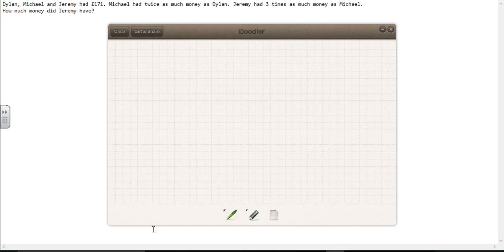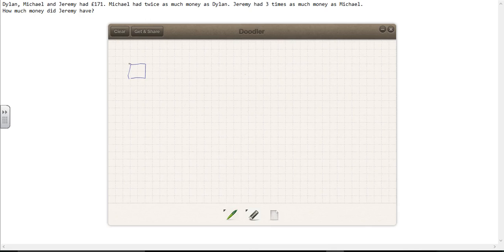Wow, this is quite a complex question and a lot of information going on. So again, exactly the sort of question where drawing a picture of what's going on really, really helps. Okay, let's start off. Let's see who's got the least amount of money, and I think that's going to be Dylan here, because Michael had twice as much money as Dylan, and Jeremy had 3 times as much money as Michael. So poor old Dylan is the one with the least amount of money, and I'm going to draw a really terrible box to represent him first.